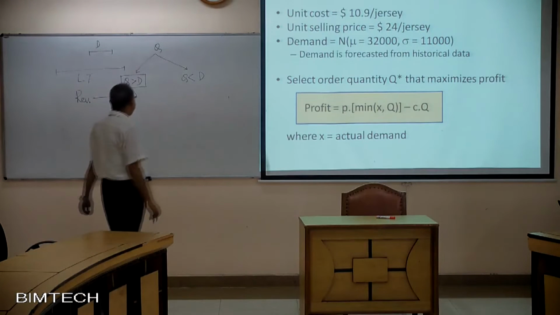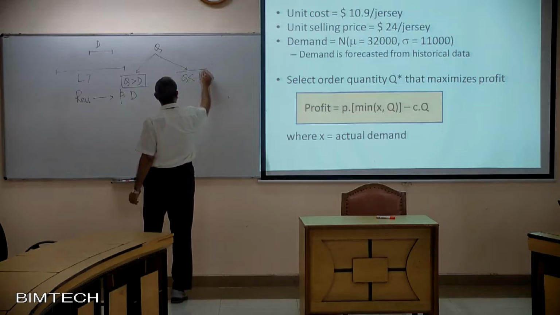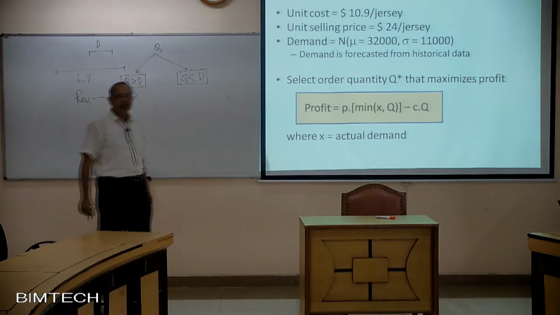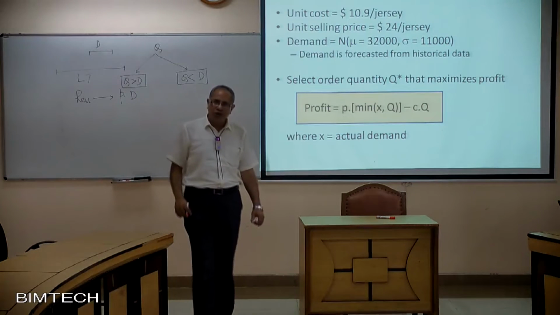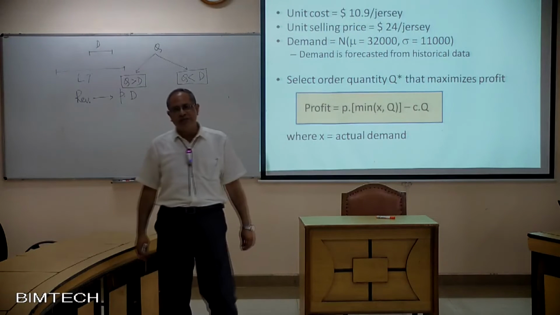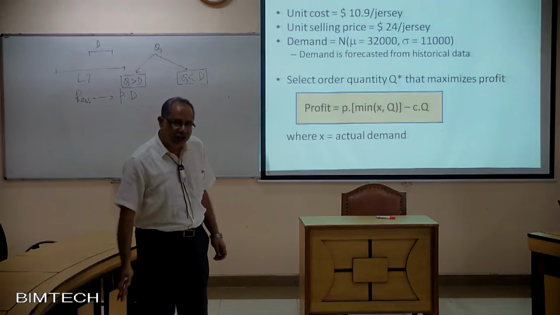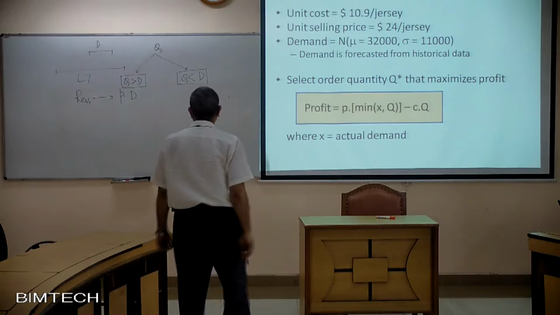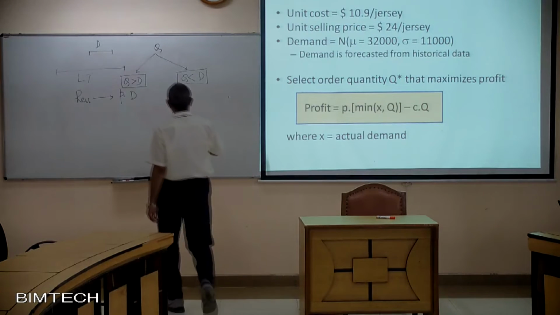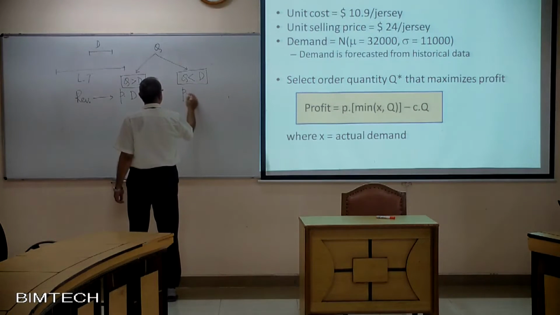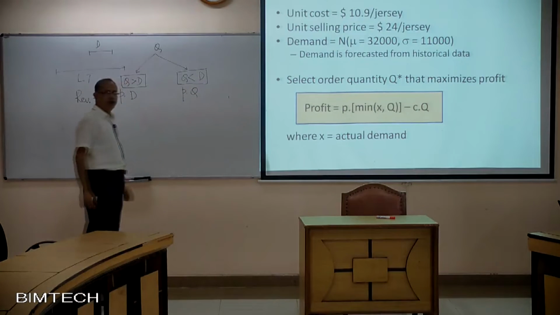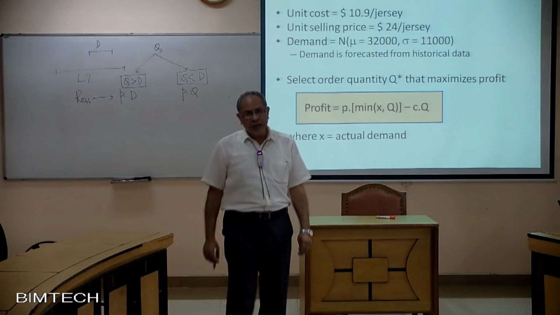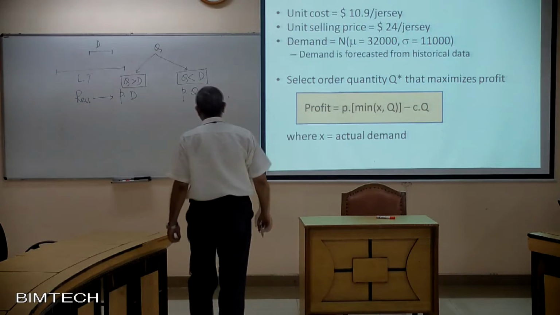Okay. On the other hand, if Q is less than D, then you can only sell Q, because that is the quantity that you have. The demand is greater than Q. You could have sold more than Q, but you have only Q, and therefore you sell only Q, and your revenue is P times Q. Okay, so we have two scenarios. The revenue could be P times D, or the revenue could be P times Q.